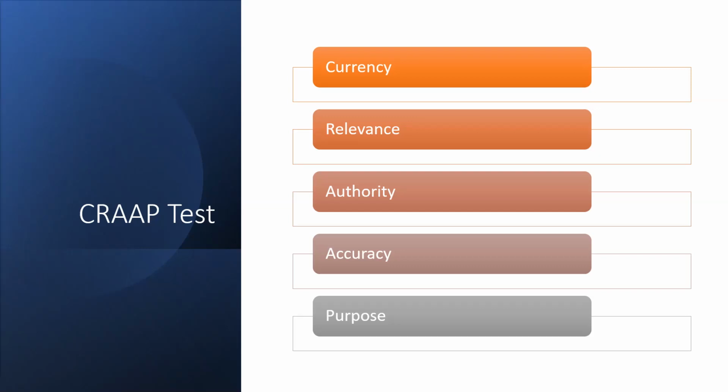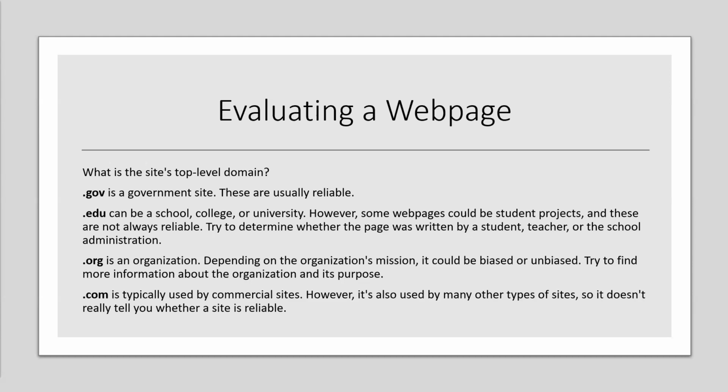And then finally, what's the purpose? Why does this information exist, and what are they trying to do with it? What purpose is it serving them? Now, if you don't know, the site's top level domain is actually a really good indicator on whether or not you can start thinking of a site as reliable.